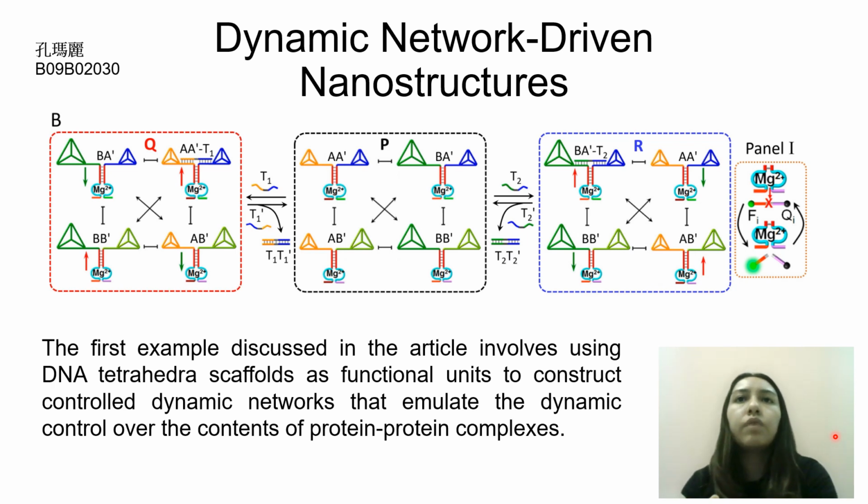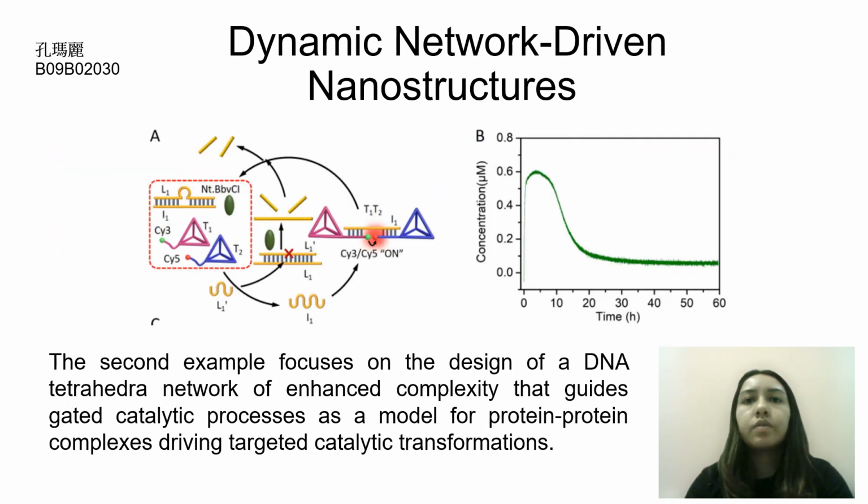So the dynamic reconfiguration of CDNP to CDNQ or CDNR and the control over the contents of the respective constituents provide a model network that emulates the dynamic control over the contents of protein-protein complexes within a mixture of macromolecules. So the second example focuses on the design of a DNA tetrahedra network of enhanced complexity that guides gated catalytic processes as a model for protein-protein complexes driving targeted catalytic transformation.